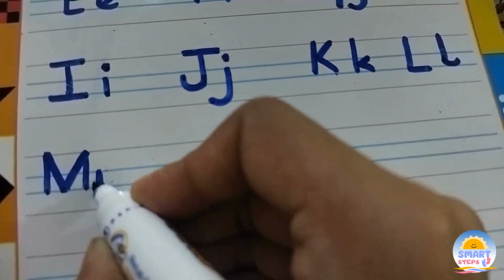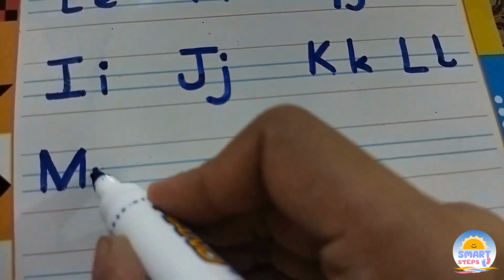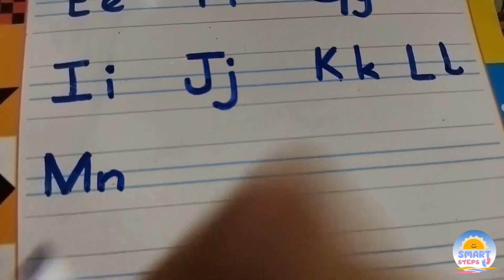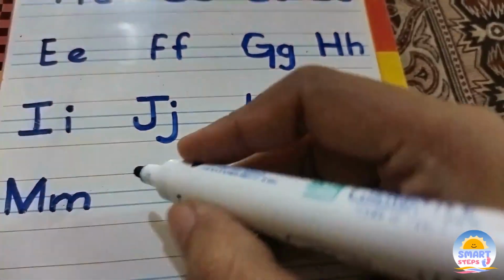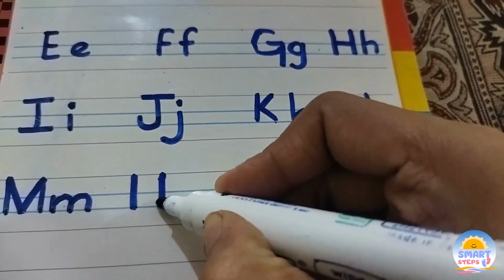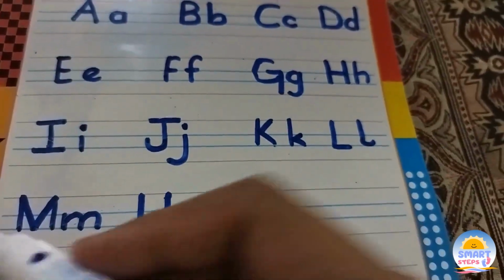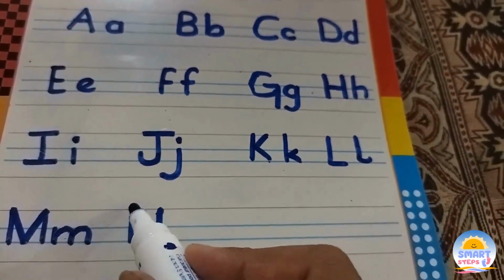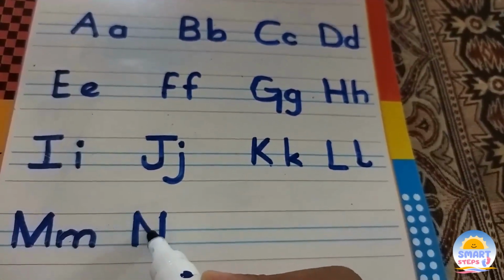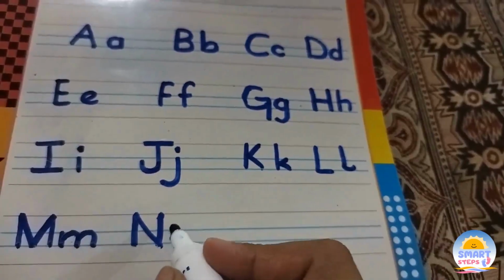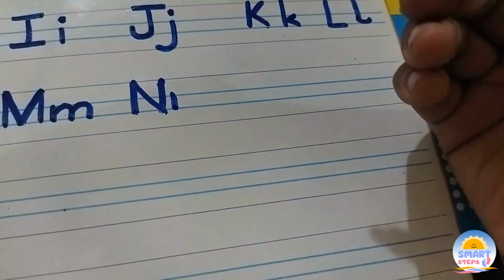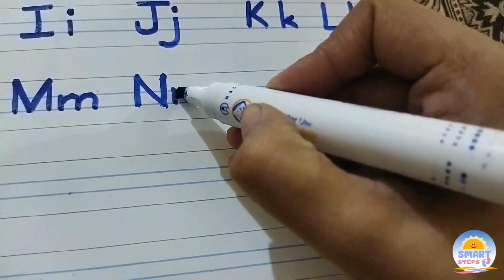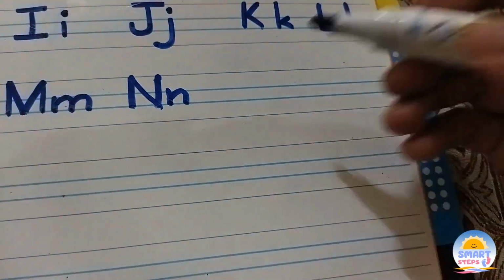Lowercase m, a standing line in the middle, a curve towards right eye and another curve towards right eye. N, a standing line from top to bottom, another standing line from top to bottom like H, like M, and draw a slanty line from top to middle. For lowercase n, a standing line from middle to bottom, in the middle, and a curve towards right eye.